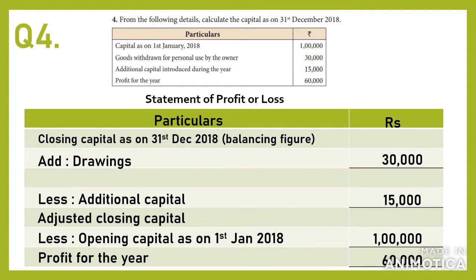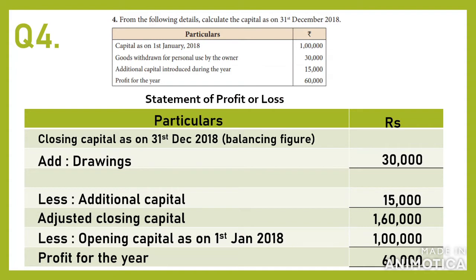Now you need to just work back. If you have an opening capital of 1 lakh and profit for the year is 60,000, how much should your adjusted closing capital be? What you need to do is just add 1 lakh plus 60,000. If you add 1 lakh plus 60, how much will you get? 1.6 lakhs. Fine, so that is what you need to put here. Now you see, 1.6 minus 1 lakh, you will get 60,000. Fine. Am I making it clear? Yeah, okay. So now adjusted closing capital is 1.6 lakhs.